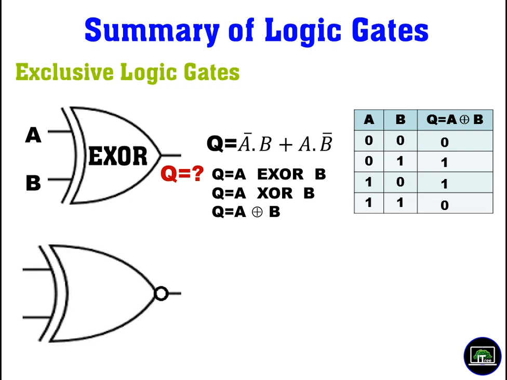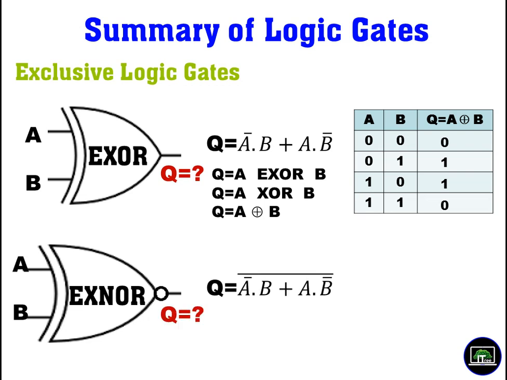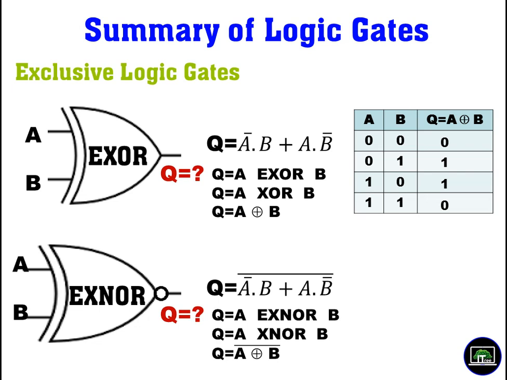Next one is this one. It is exclusive NOR, sometimes called EXNOR, sometimes said as XNOR. When you input A and B, you get Q. What is Q? A bar dot B bar plus A dot B. Sometimes we write something like this.